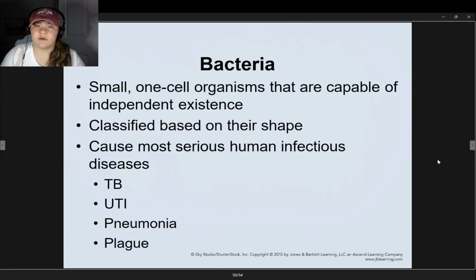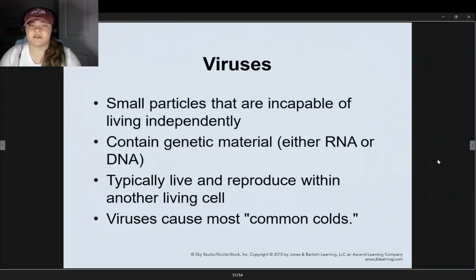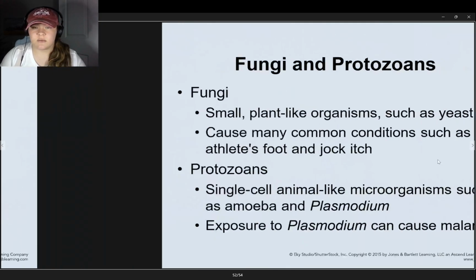Bacteria are generally small one-cell organisms that are capable of independent existence. They're classified based on their shape, and the most serious human infections are TB, UTI, pneumonia, and plague. Viruses are small particles that are incapable of living independently, containing genetic material, either RNA or DNA, and typically live and reproduce within another living cell, and viruses cause the most common colds.